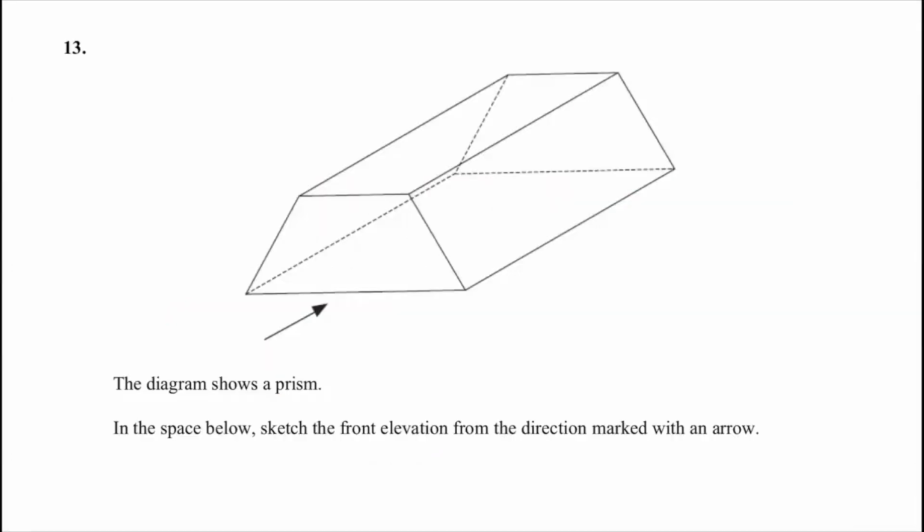Okay, the diagram shows a prism, and in the space we want to sketch the front elevation from the direction marked with the arrow. So this here is actually our front elevation. There is no more to it. Imagine just kind of pushing against the shape and crushing it into its backside, or crushing it against a wall. This is going to fall exactly on top of this. There's nothing sticking out that I need to consider. So it's not anything more than drawing the trapezium.